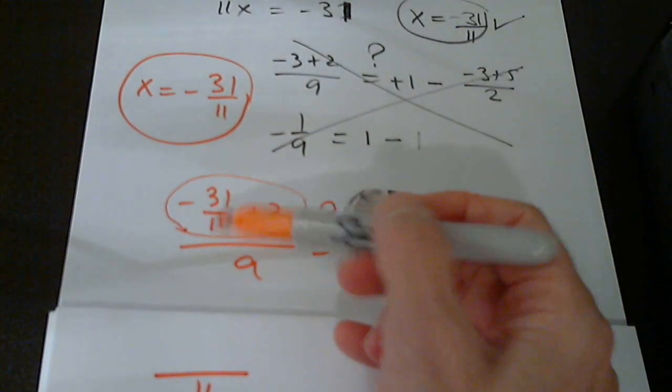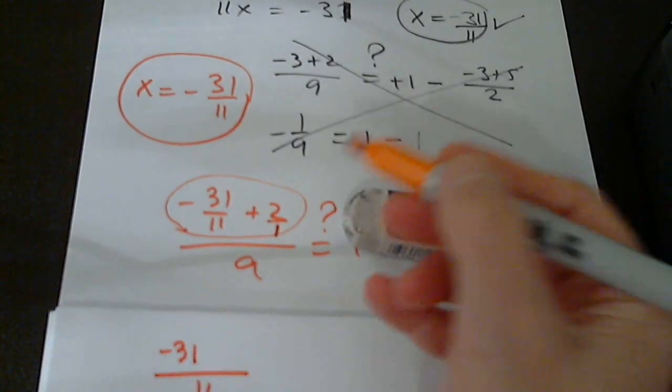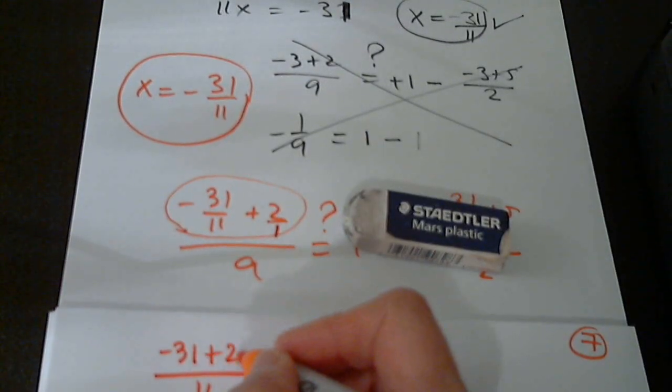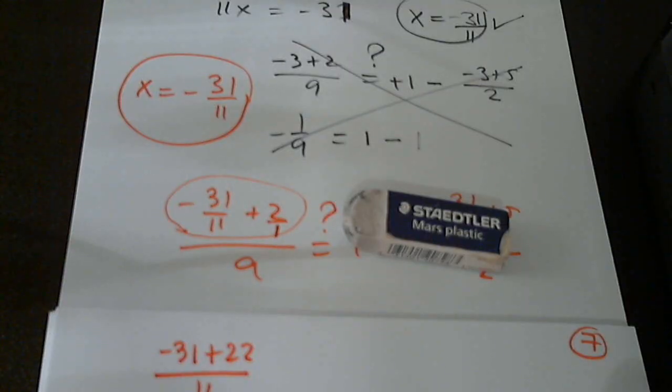So we multiply this by 11, we get negative 31. We multiply this by 11, and we get 22. Negative 31 plus 22 is negative 9. So the numerator is negative 9 over 11, and the denominator is 9 over 1.